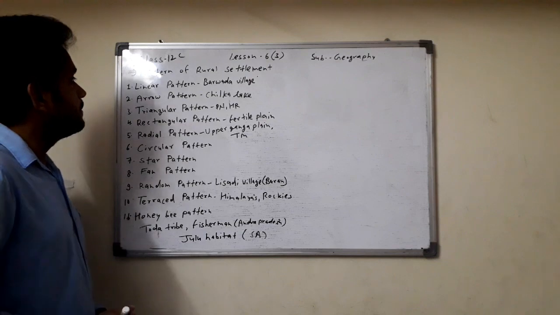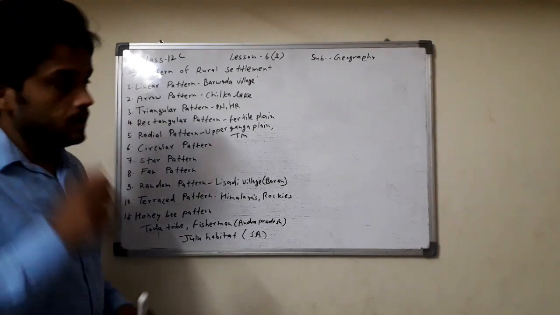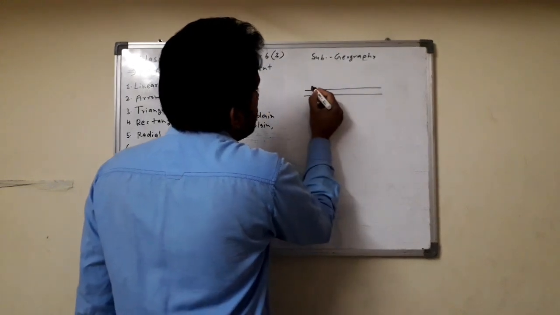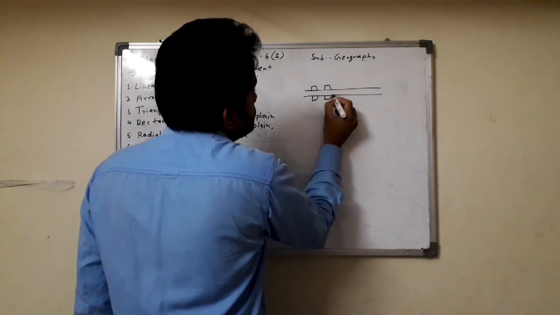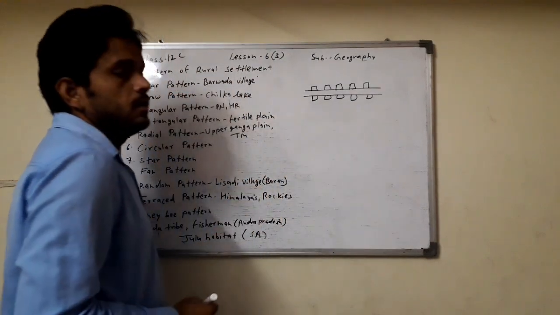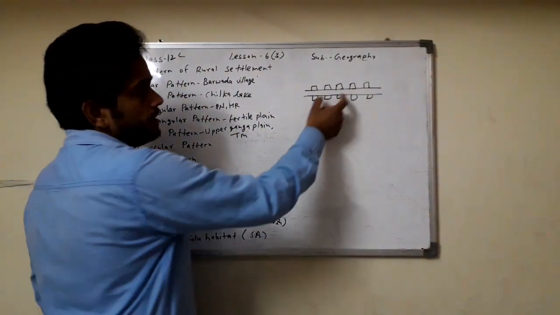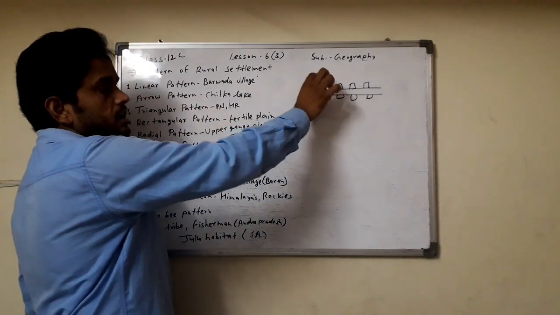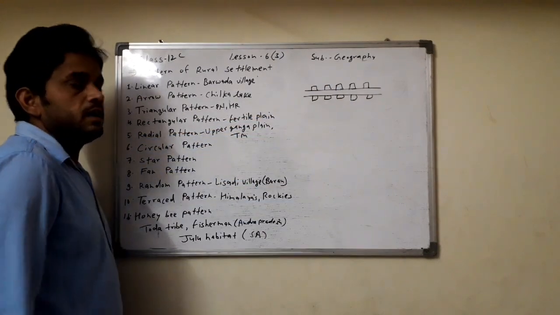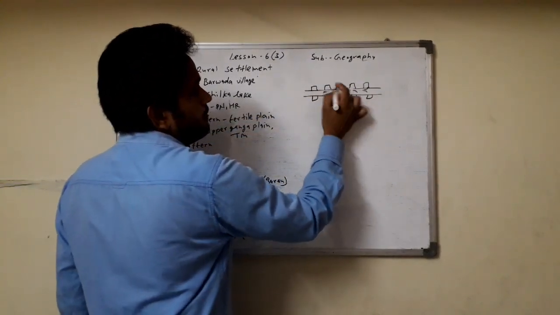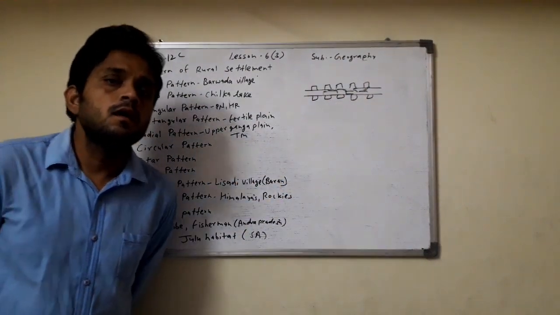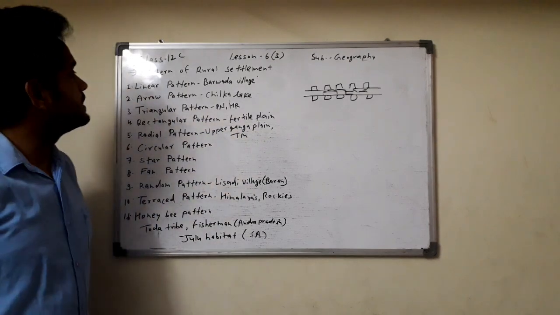First of all, number one is the linear pattern. What is the linear pattern? The residents develop nearby, on both sides of a road, railway track, river, or lake. If we consider a road, the residents develop on both sides of the road, both sides of the railway track, both sides of the river. This type of settlement pattern is known as the linear pattern.